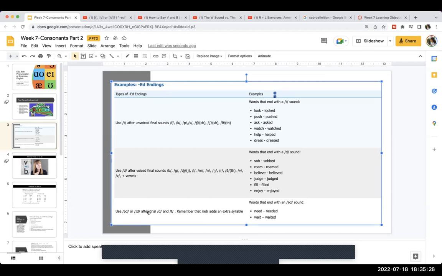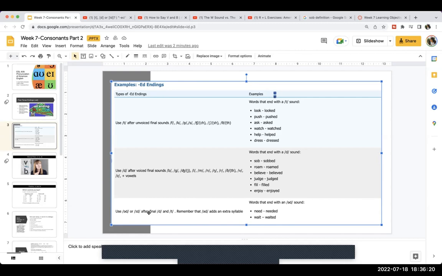And for the T sound? Oh shoot, okay, hold on. For the T sound, the word ends with any letter that does not have a vibration in your throat. So if it is unvoiced. You have to read the word. If you're not sure, read the word by itself without the ED, and then you can determine if it's voiced or unvoiced. If there's no vibration, then it's T.